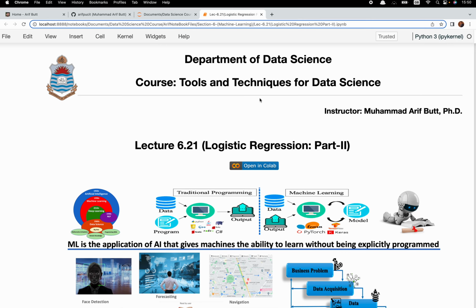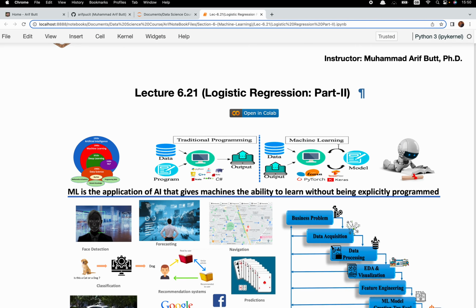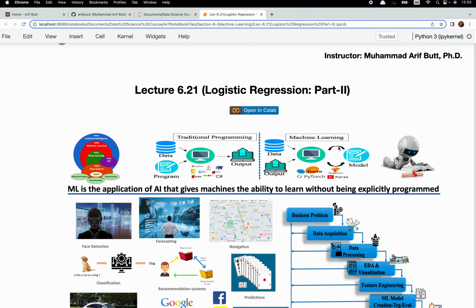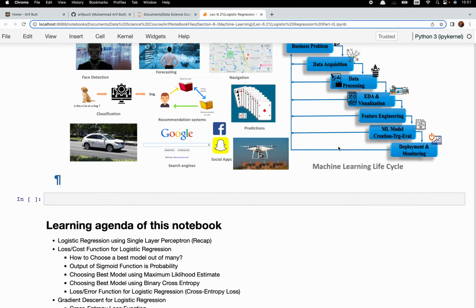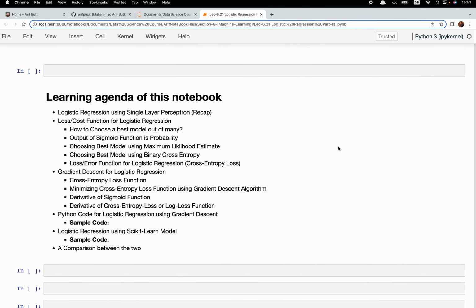In the last session, we started with our discussion of our first classification algorithm, that is logistic regression. This is the second session on logistic regression, and if you have not watched the previous session, I strongly recommend that you should watch that first and then fall back to this for a better understanding. Let us move on to the agenda for today's session.